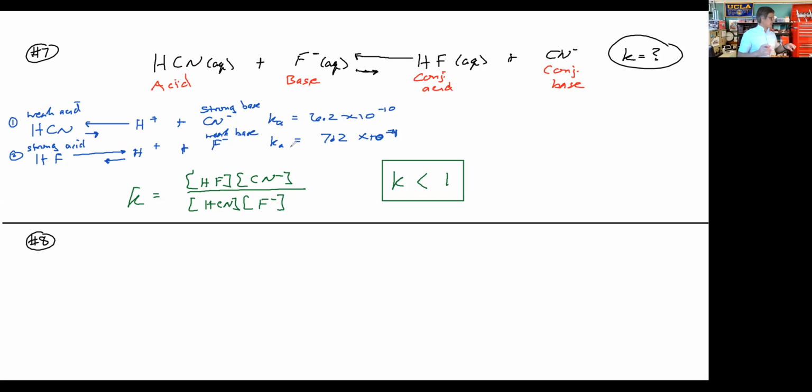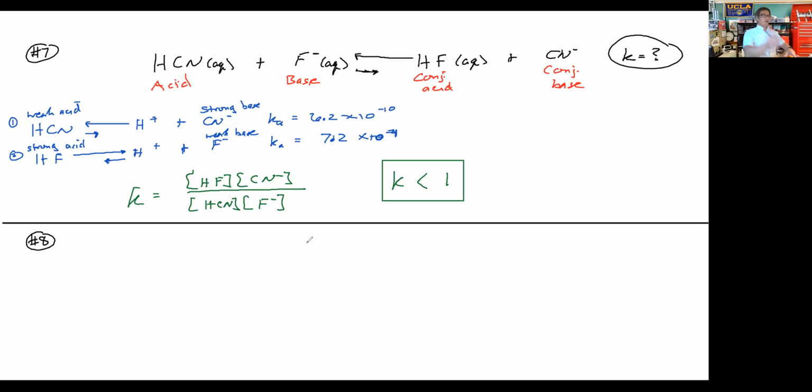Okay, let's go ahead and work this out. Let's take a look at what we have here. We have the law of mass action right here for this reaction. We have it written there already. The problem here is that we're not given any concentrations. How are we supposed to solve for the equilibrium constant for this reaction if we're not given any concentrations?